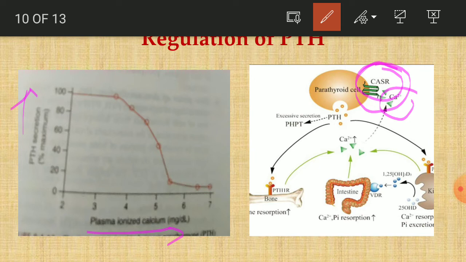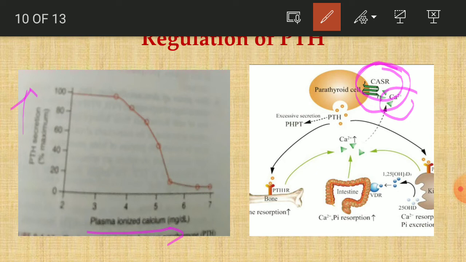Next is vitamin D3 itself. What does it do? Vitamin D has an inhibitory role on the parathyroid gland for the release of PTH hormone. It directly decreases pre-pro-PTH mRNA and thereby suppresses PTH release.